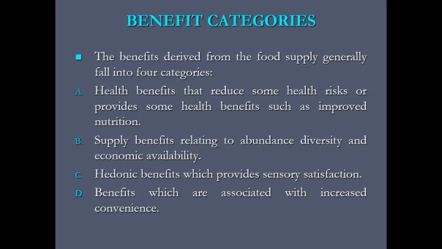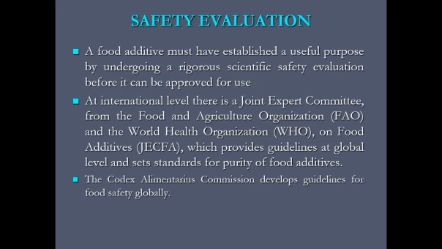Benefit categories. The benefits derived from the food supply generally fall into 4 categories: health benefits that reduce some health risk or provide some health benefits such as improved nutrition; supply benefits relating to abundance, diversity, and economic availability; hedonic benefits which provide sensory satisfaction. So, hedonic scale or hedonic represents the sensory evaluation or sensorial properties. And benefits which are associated with increased convenience.